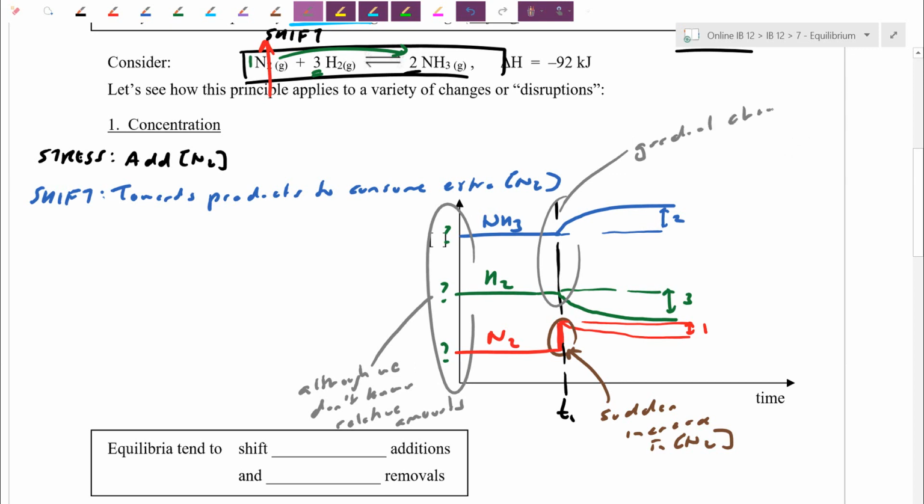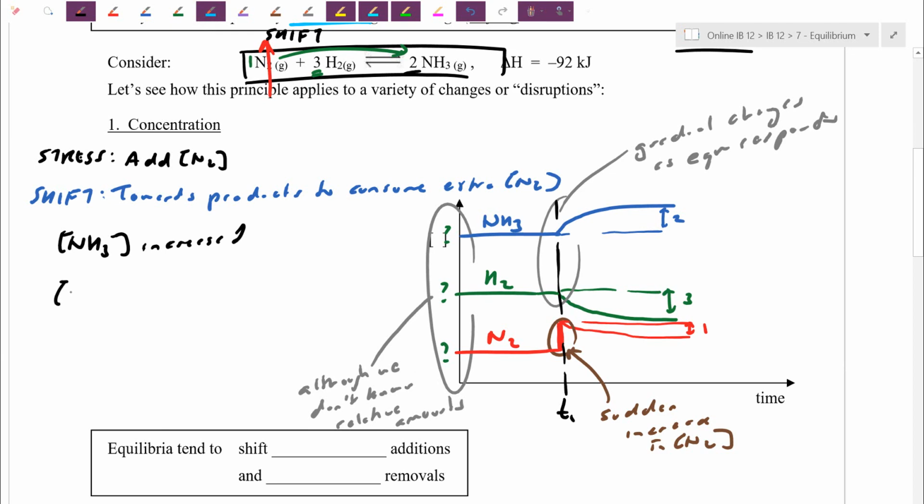Gradual changes as the equilibrium responds, as the equilibrium shifts. And what I want to show you here is we can make a conclusion. The graph actually says it all. After it's shifted, what's happened to the concentration of NH3? The NH3 used to be some number I didn't know. Based on me shifting towards product and creating more of it, the NH3 has increased. Right? What happened to the hydrogen?